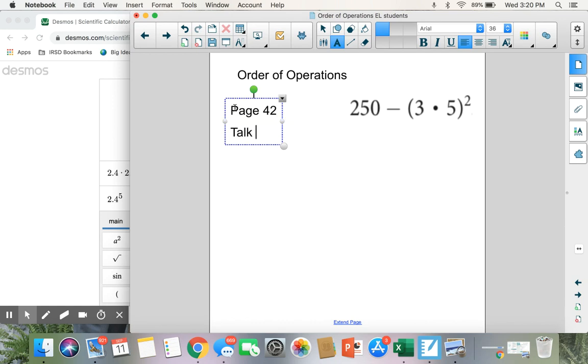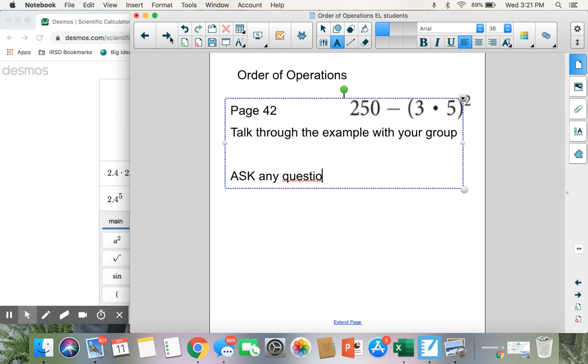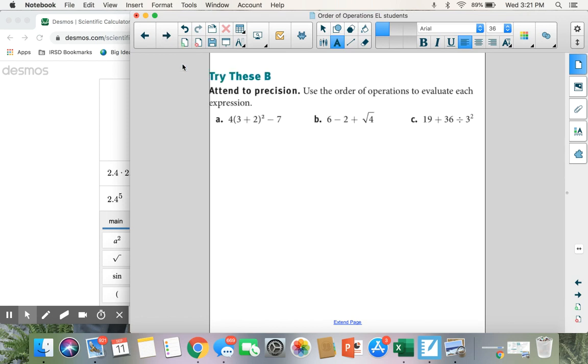Talk through the example with your group. Explain what they did and why they did it. Once you have done that, ask any questions you don't understand, first to your group, then to teachers. And then I want you to do the Try These B.